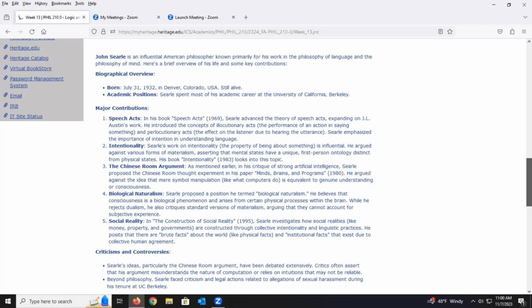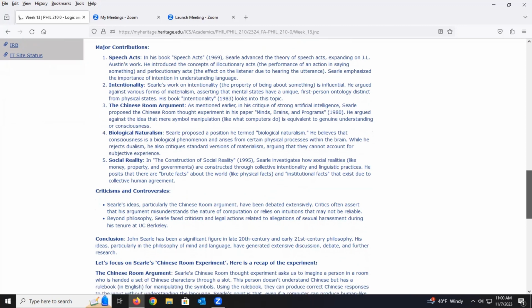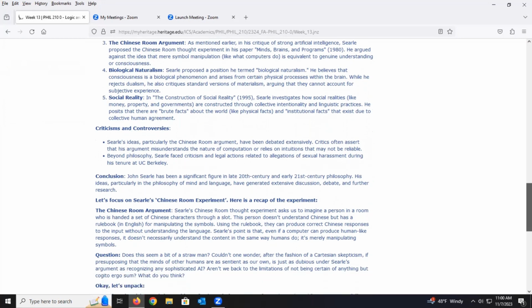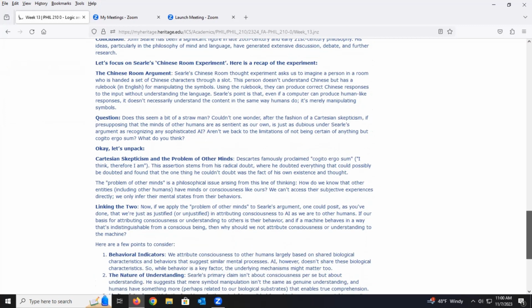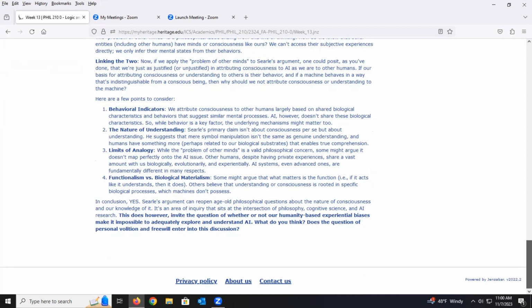Now, he was an influential American philosopher known primarily for his work in the philosophy of language and philosophy of mind. So we look at things like his speech acts discussion, intentionality, his Chinese room argument, his Biological Naturalism and Social Reality. We look at criticisms and controversies in relation to his work, and we focus particularly on the Chinese room argument in relation to artificial intelligence and the notion of consciousness.